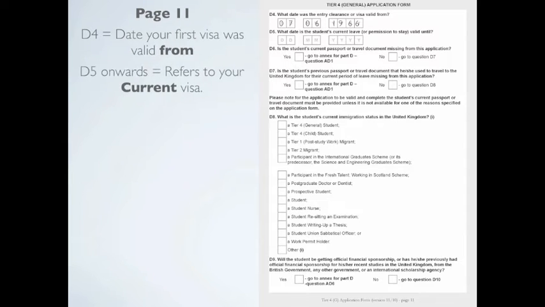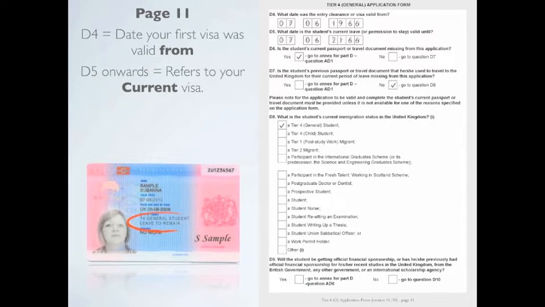Now enter the expiry date of your current visa at D5. D6. Tick yes or no. If yes, remember to complete Annex D AD1 on page 33. D7. Tick yes or no. If yes, remember to complete Annex D AD1 on page 33. If you only have one passport, tick no. D8. Look at your current visa to see what type of visa it is. Tick the box which shows the same type.